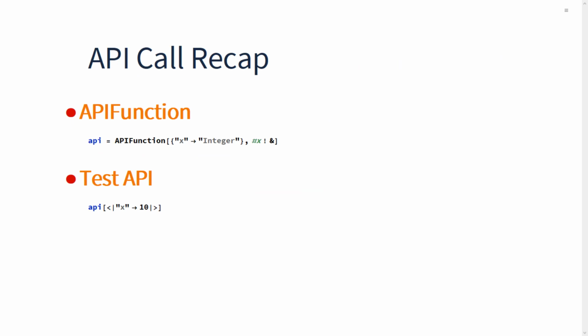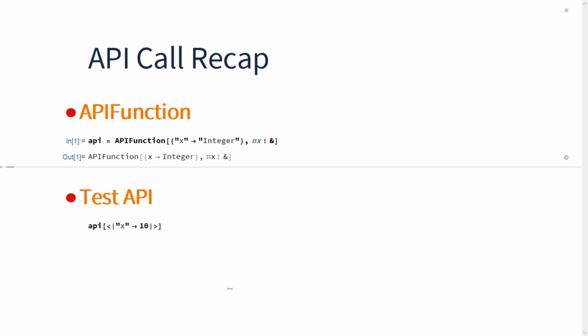So let me give you a recap of an API call in Wolfram Language. Here we have a function, APIFunction. You construct it with arguments. We've got one argument, x, which is an integer, and it just does x factorial. If I run this, it just returns to me the function, with any of the evaluated parts, and there aren't any evaluated parts here. And if we want to test the API, we can give an association. In this case, x is 10. And what we should see is a calculation which gives 10 factorial, which is the result here.